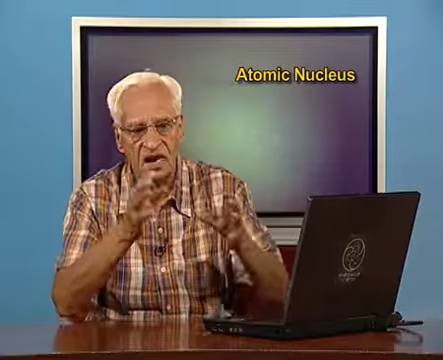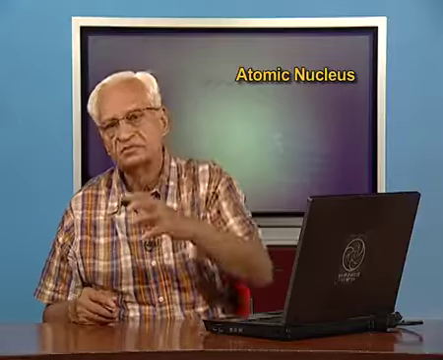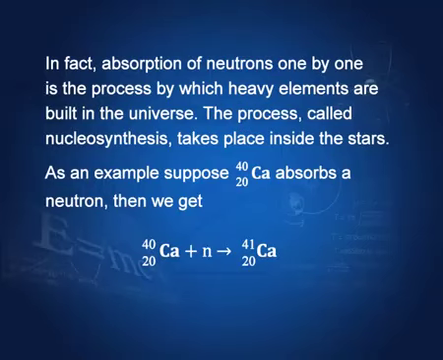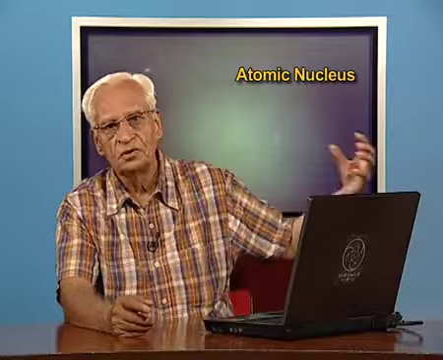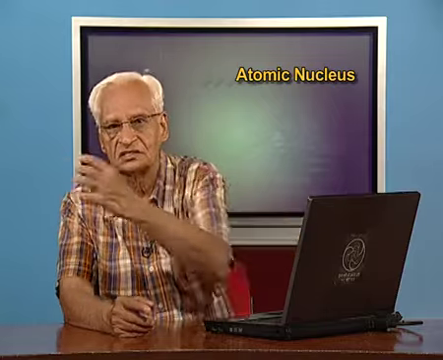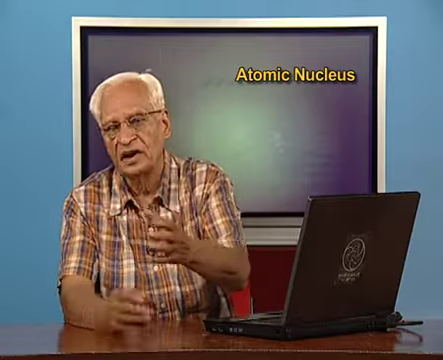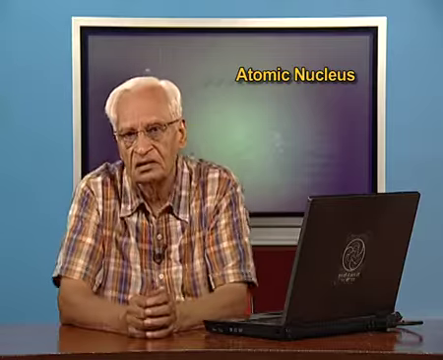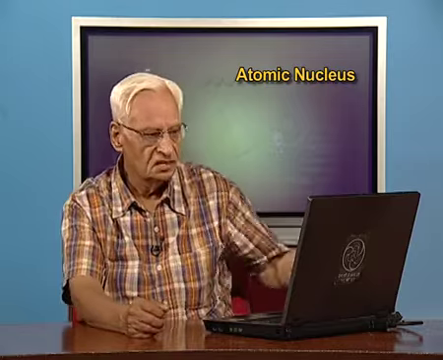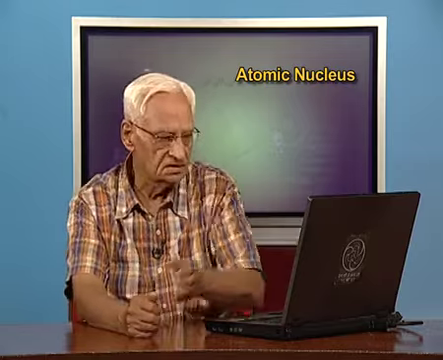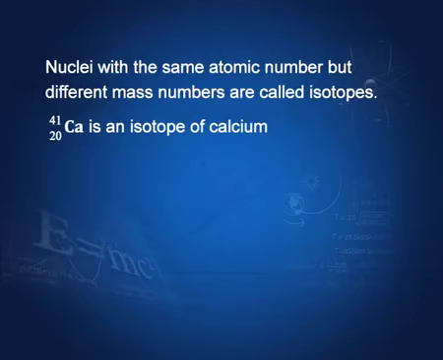You see, inside the stars there is fusion, building up to iron. Iron is the most stable nucleus, therefore there is no fusion beyond iron. Then the process of absorption of neutrons starts. The nuclei absorb neutrons one by one and build heavier particles. This process is called nucleosynthesis. Nuclei with the same atomic number but different mass numbers are called isotopes. So, this one is an isotope of calcium.